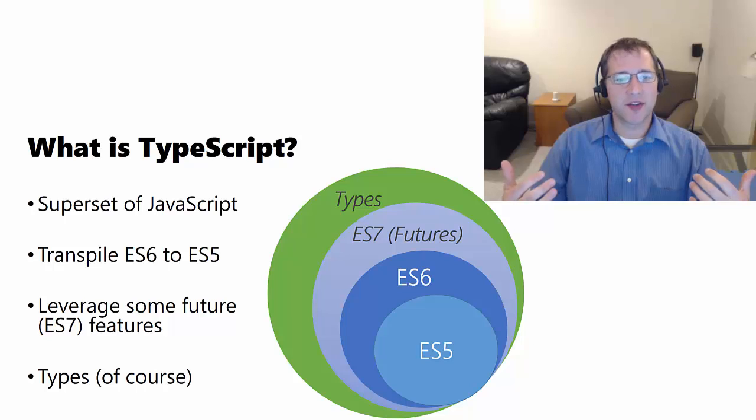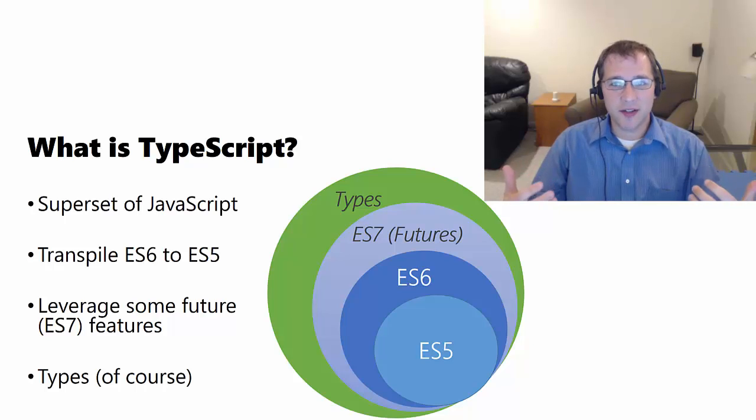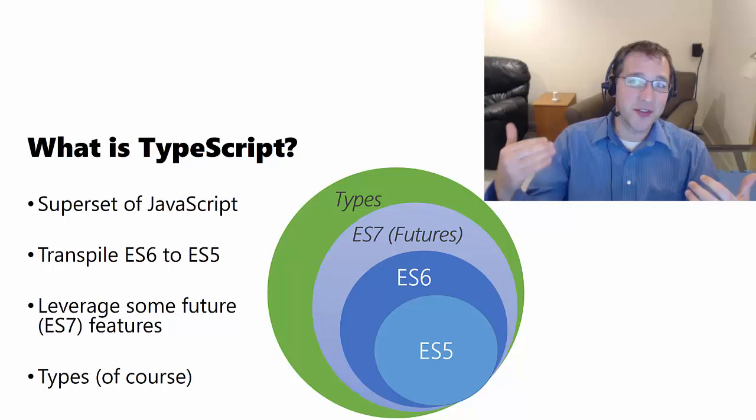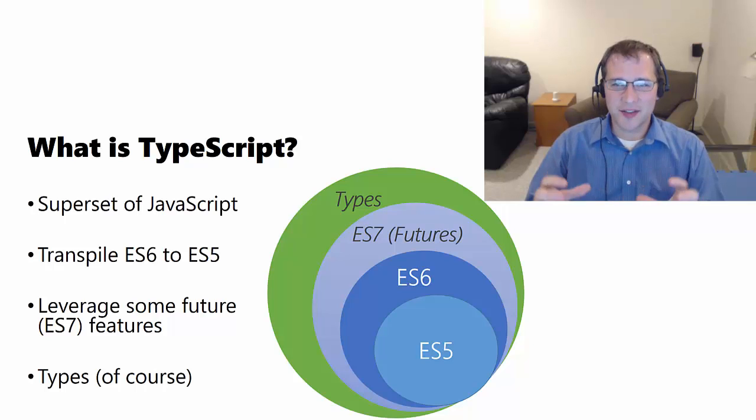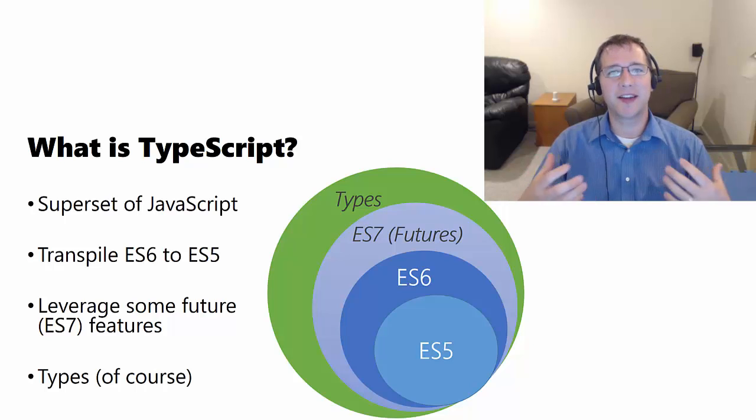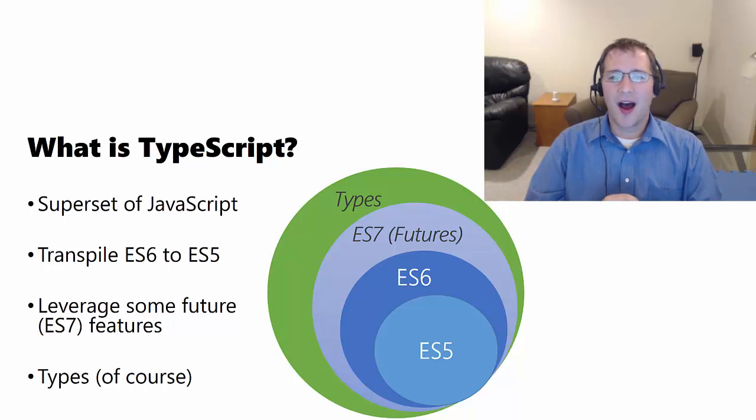What TypeScript also allows us to do is leverage some future features like ECMAScript 7, in other words, the next version of JavaScript or the ECMAScript standard. And then the final circle outside is types. So TypeScript, meaning types, adding typing to our application.